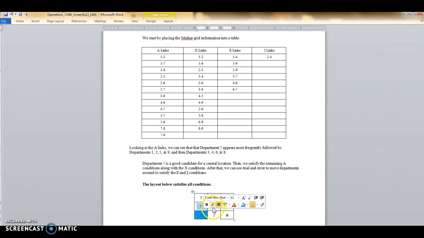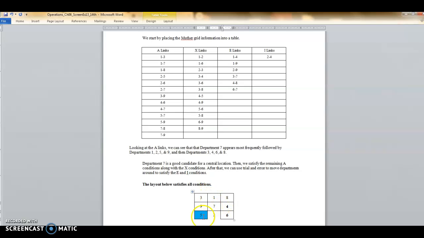7 to 8 and 7 to 9, right? 7 to 8, diagonal right next to one another. And 7 to 9 right next to one another laterally. Right? Items that can't be next to one another: 1 to 2. So 1 and 2, they're not adjacent, they don't touch. 1 and 6, they're not adjacent, they don't touch.